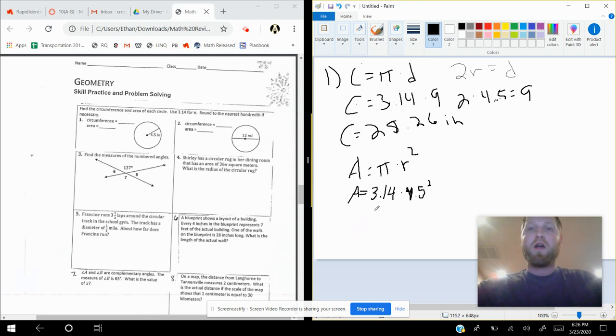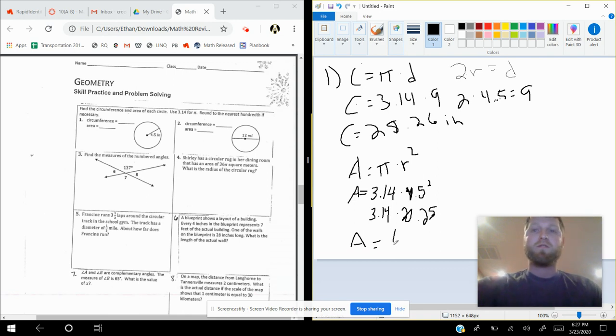Okay, so I've got 3.14 times 20.25. My stylus for some reason does not want to work really well, so I'm having to use my mouse now. Okay, so area, I could use my finger, that's good. Area is 3.14 times 20.25.